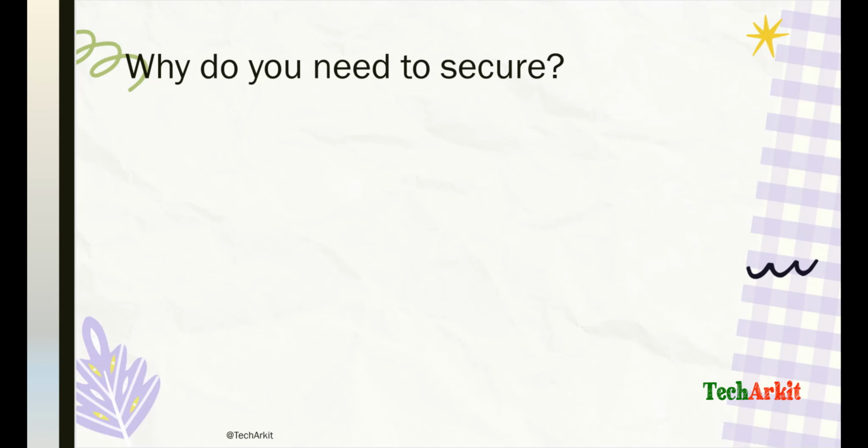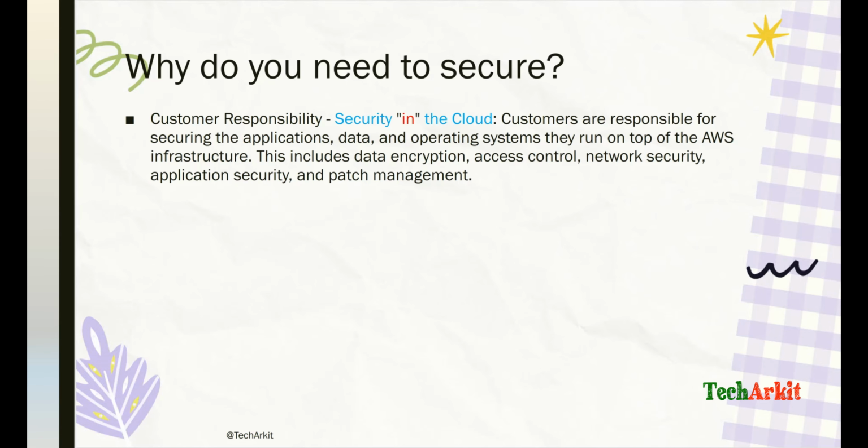So basically, what is security and why do we need to secure the environment? First of all, you need to understand what the security criteria are here, what the options are, and why you need to secure these options.